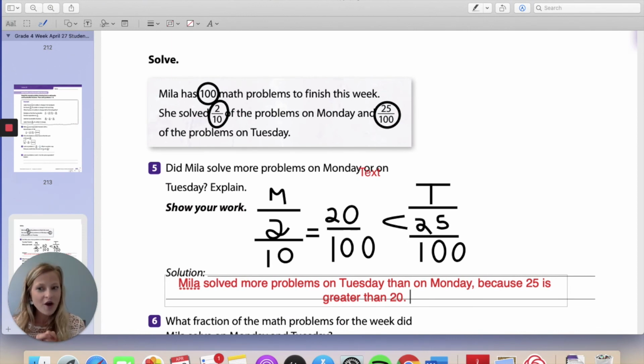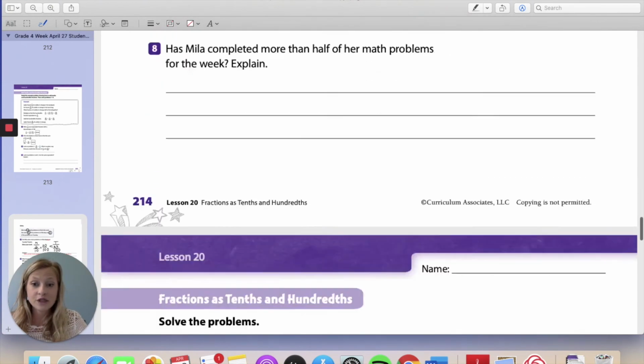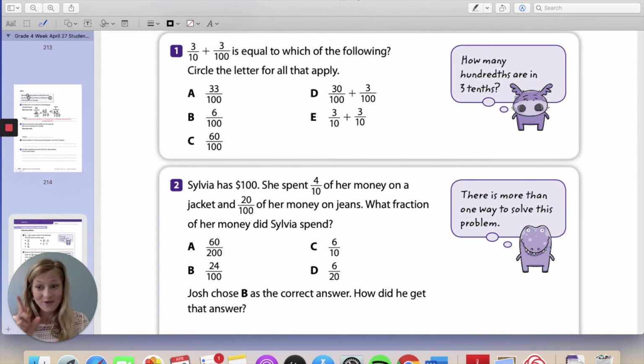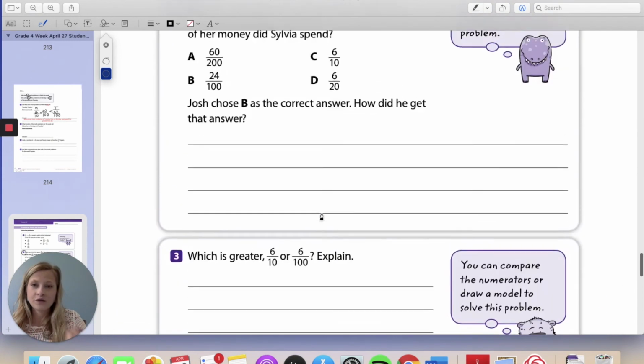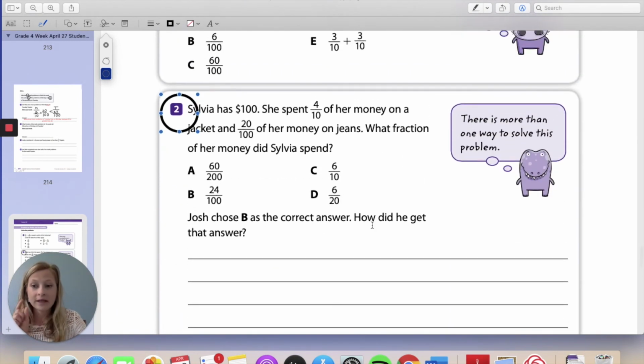Now, before I go for this video, I want to challenge you with some problems that I think you could do because you're going to be so successful. So the first problem I'm going to challenge you to do, obviously you're going to do all of them, but I really want you to press into number 2, on page 215. I would like to see your work and to hear how he got that answer.